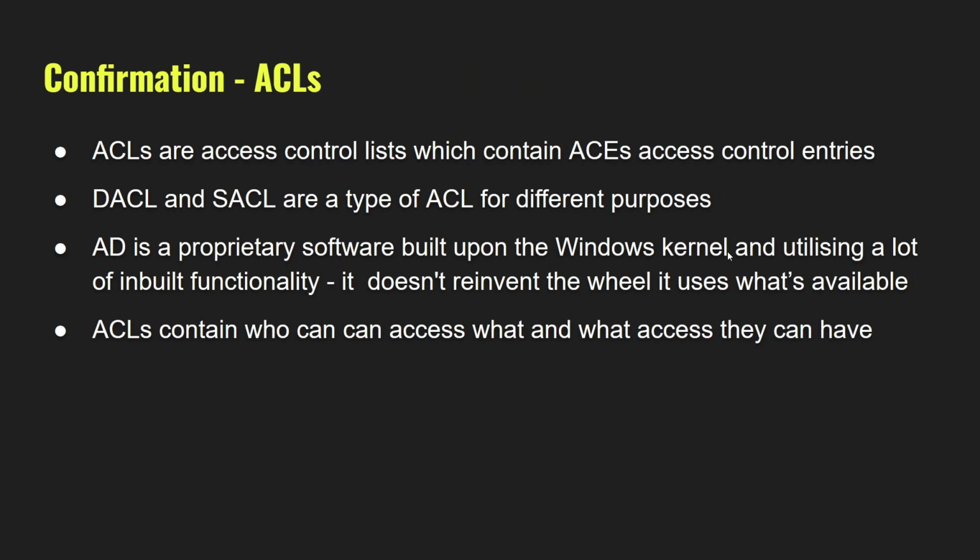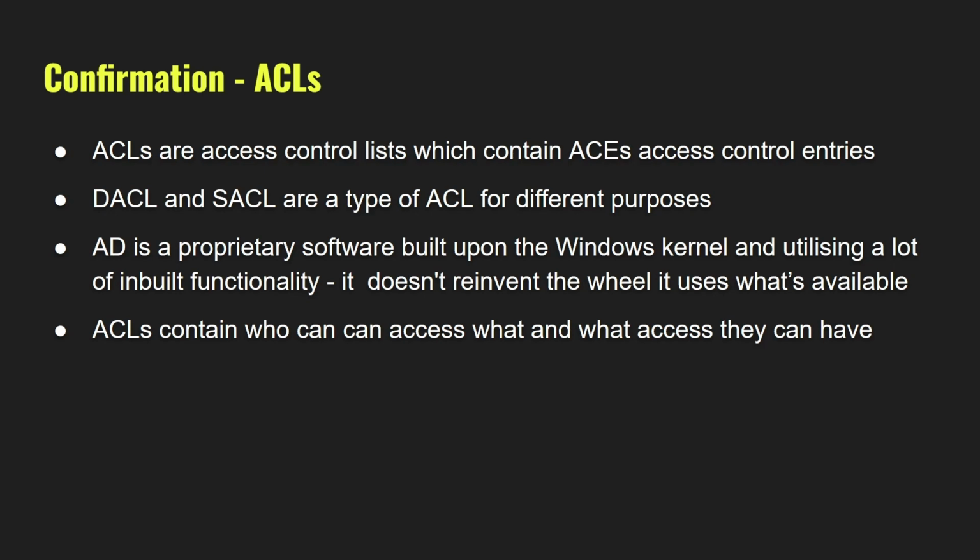So, confirmation of ACLs. I'm pretty sure that was pretty thorough, but it's good to understand they're a good avenue for abuse. Basically, it's just policies over objects, and obviously, if you can control an object, there's generally some good things potentially might come out of that. So ACLs are access control lists, which contain ACEs, access control entries. DACL and SACL are types of ACL for different purposes. Your SACL, your system access control list, is going to be for your auditing. Your DACL, your discretionary access control list, is going to be for your access rights.